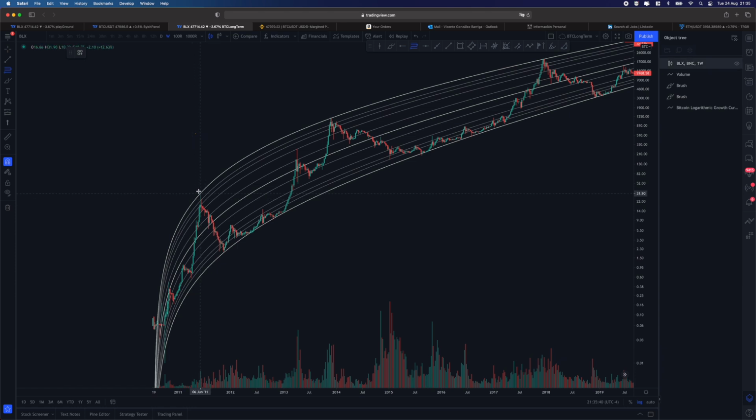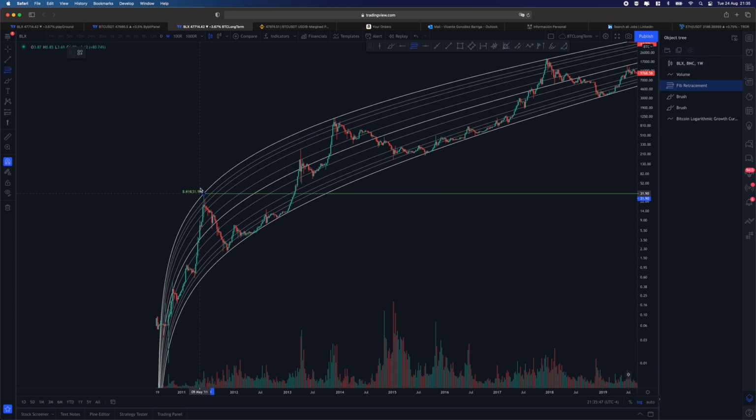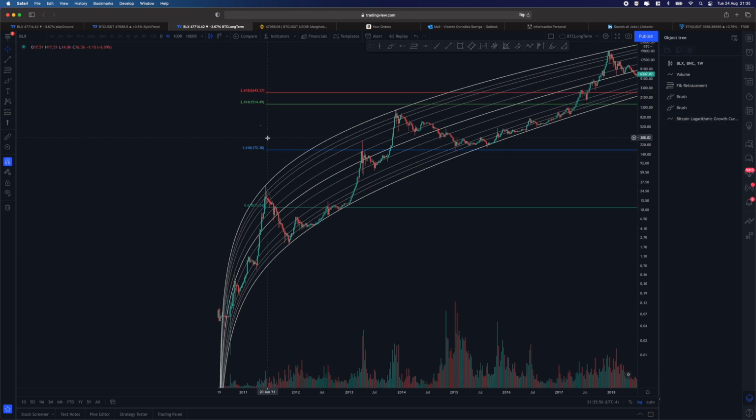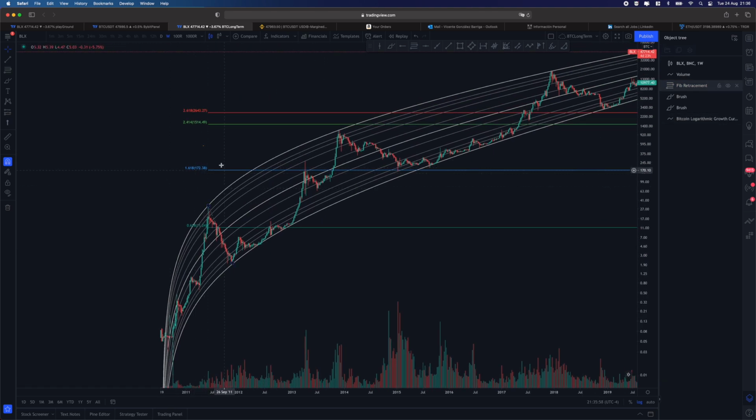This is the top of 2011, the peak of the cycle. This is the bottom of the bear market of that cycle. And I just made those levels with the Fibonacci tool in order for you to see how much trouble we are getting at the 1.618. Okay, look at that. We got some pretty good trouble right there.